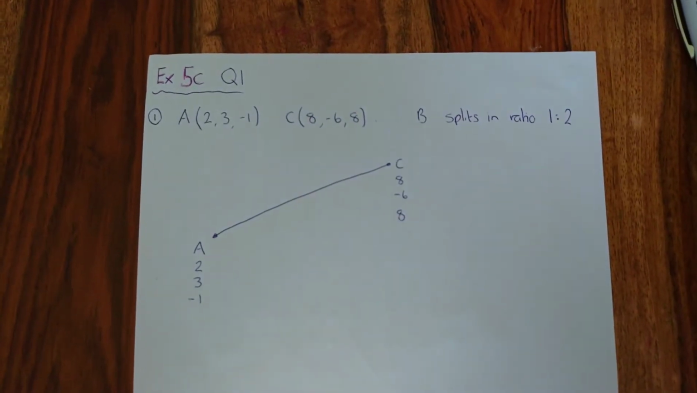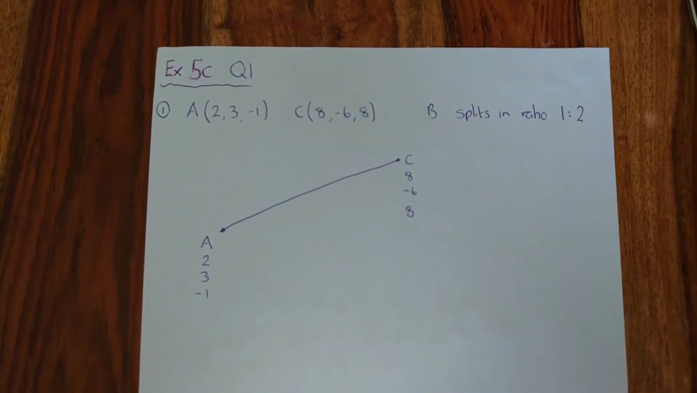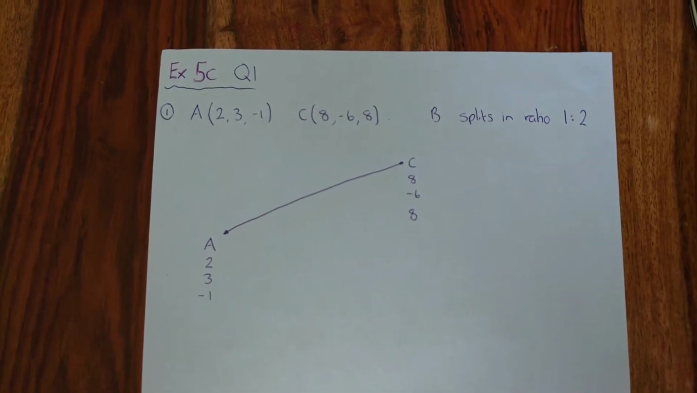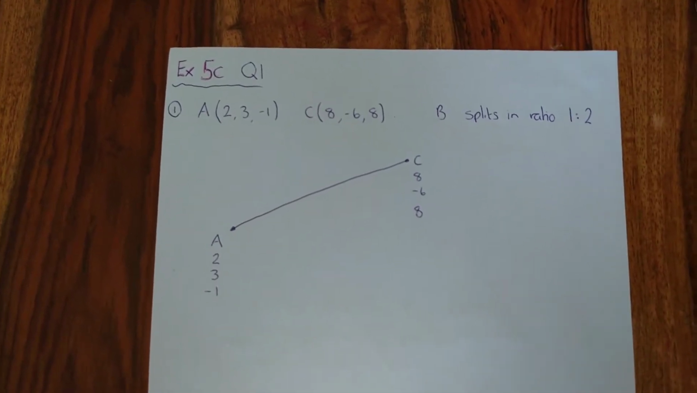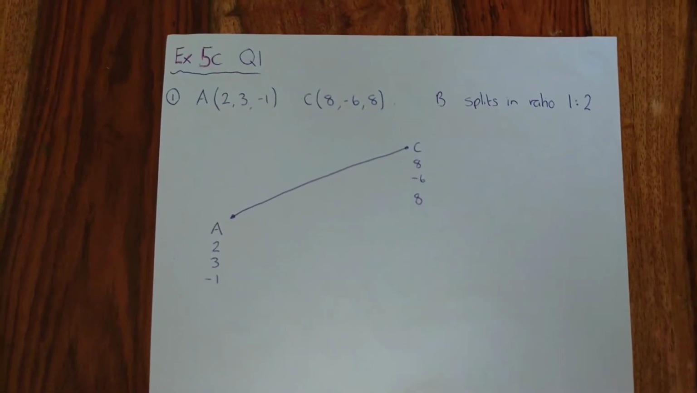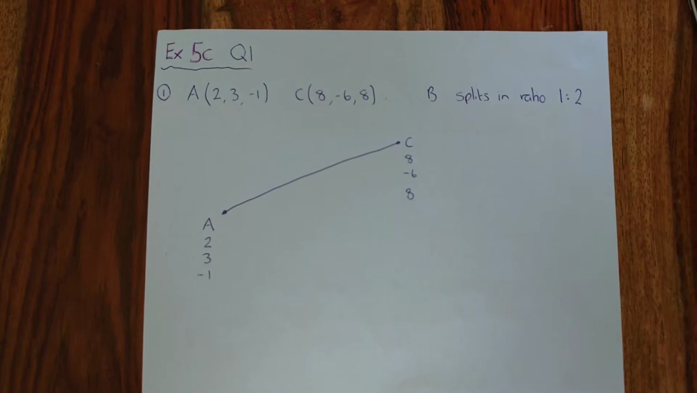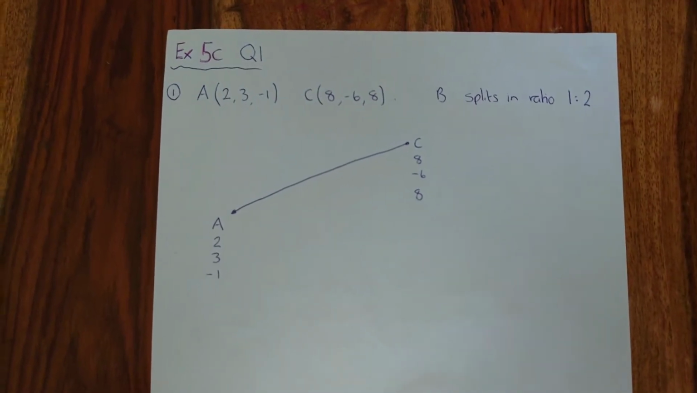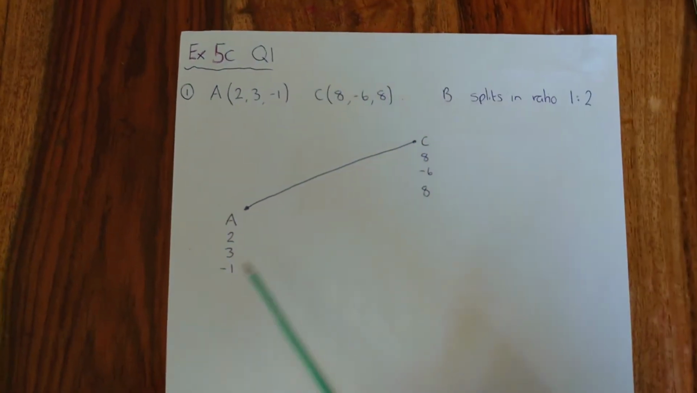Okay, so here's the solution to question 1, exercise 5C, where we're given two coordinates that make up a line segment, and we are given a third point that splits them in a ratio, and we have to find the coordinates of that third point. So here we've got A and C, so I've drawn my line segment.